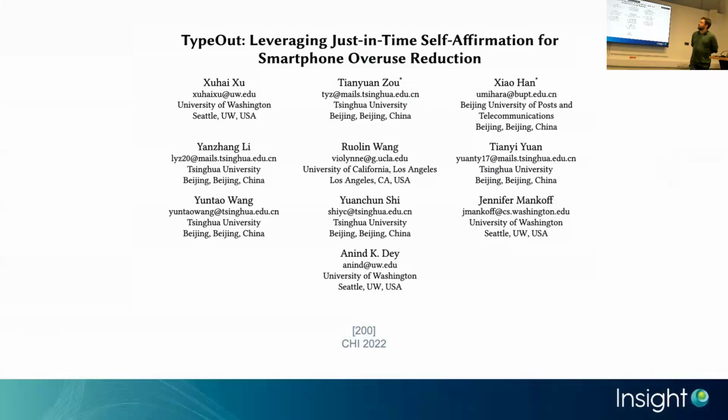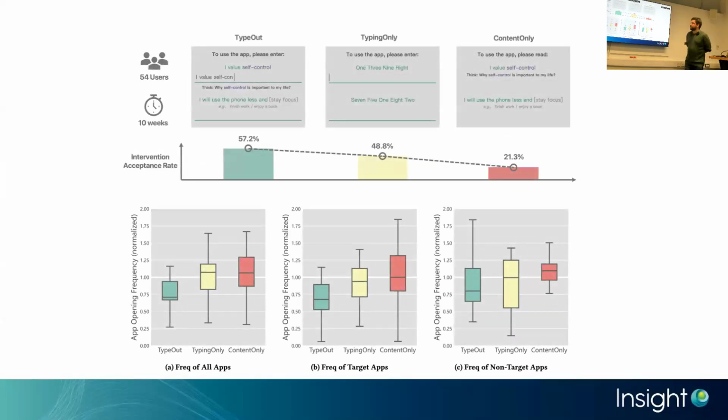So one example I took was this paper called Type Out. What they did is they got participants who said that they had certain apps that they don't want to visit frequently throughout the day. And they made these people think about what they wanted out of their actions whenever they're using their phone. And the people would say something like, I value self-control, and why is it important to me in my life? And so I will use my phone less and stay in focus more. So people would fill these in and tell us about why they wanted to use, let's say, Facebook, Twitter, and so on less.